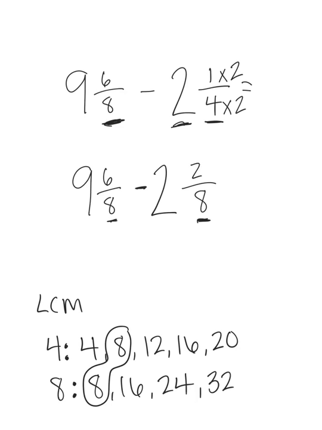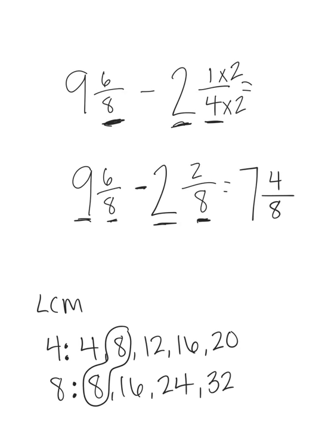Okay, so now that my denominators match, I can go ahead and subtract. And just like with adding mixed numbers, I'm going to go ahead and subtract my whole numbers first. So then I know that 9 minus 2 is 7. Okay, and then now I can subtract my fractions. 6 minus 2 is 4. And my denominator stays the same, which is 8. Okay. Now I'm not finished, because if you look at it, I know that 4/8 can be simplified.